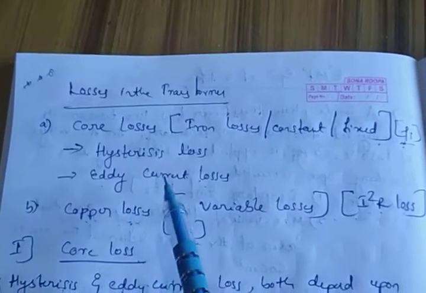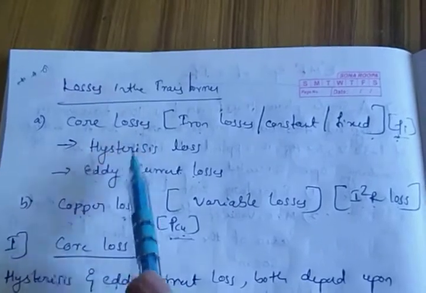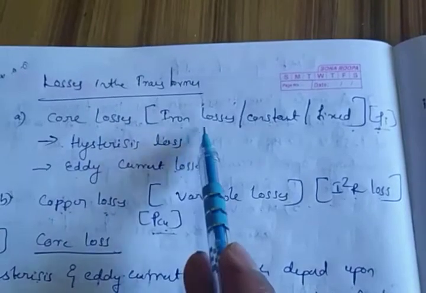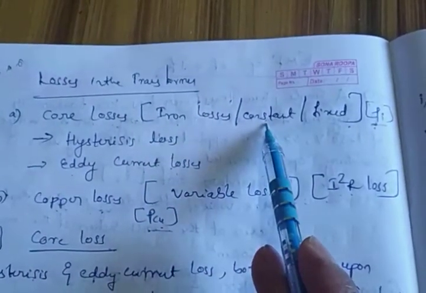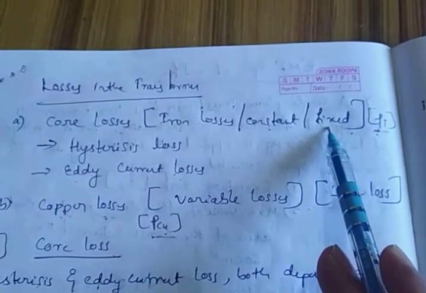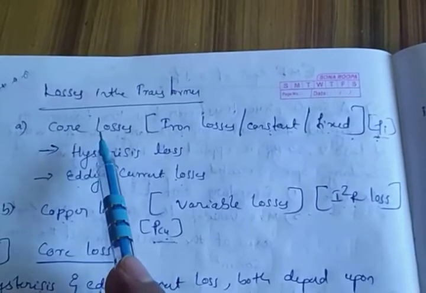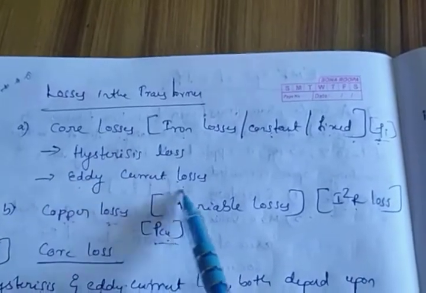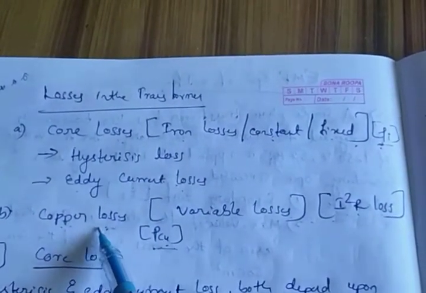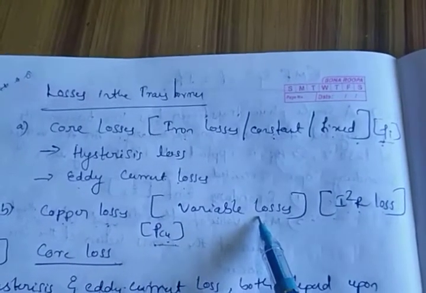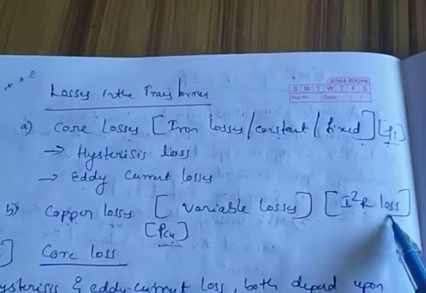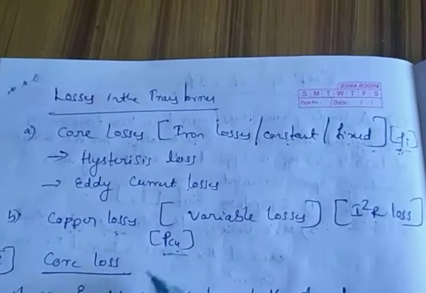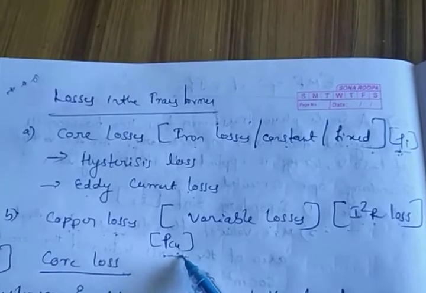The topic today is losses in the transformer. The losses in transformers are mainly classified as core losses and copper losses. Core losses are also called iron losses, constant losses or fixed losses, and they are sub-classified as hysteresis losses and eddy current losses. The copper losses are also called variable losses or I square into R losses. The core losses are denoted as Pi, and the copper losses are denoted as PCU.